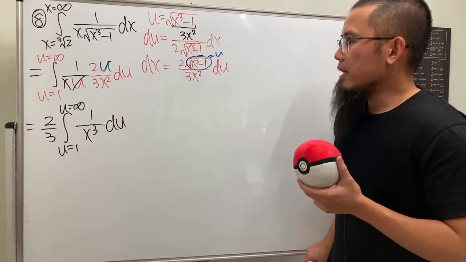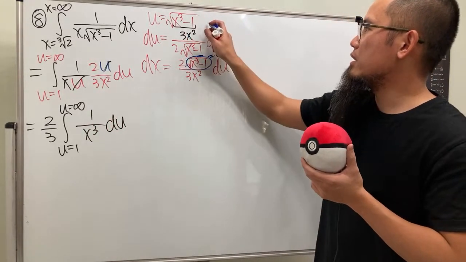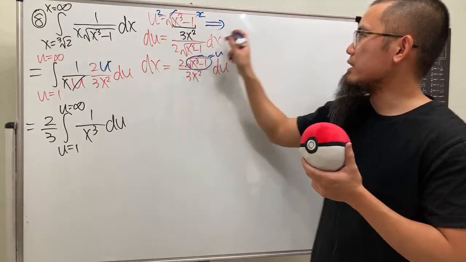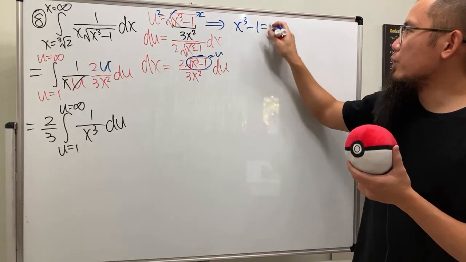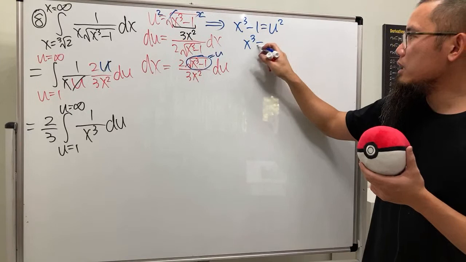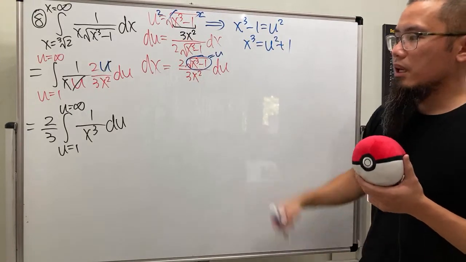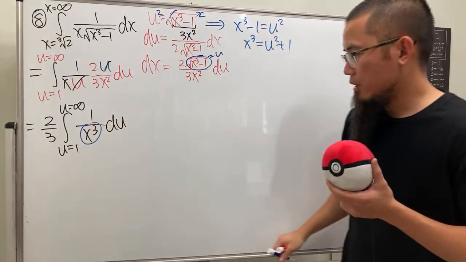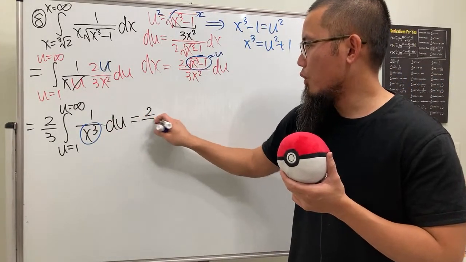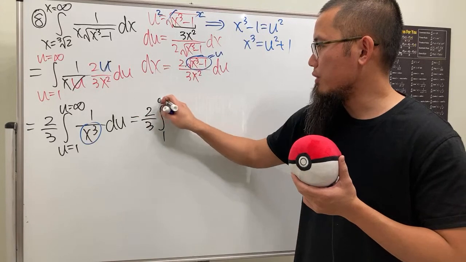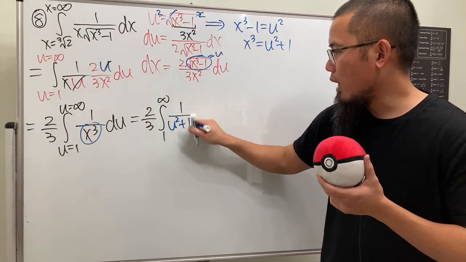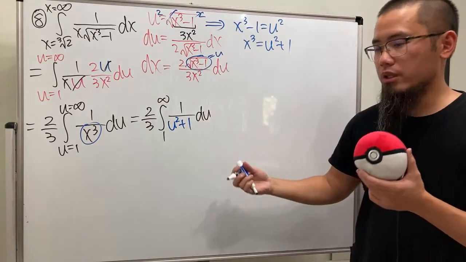No. But instead, you are going to look at this right here, and then we are going to square both sides, right? So they cancel, and we can see x to the third power minus 1 is equal to u squared, and then we can add a 1 on both sides. So x to the third power equals u squared plus 1. And that will be for this guy. So as you can see, this right here will give us 2 over 3 integral going from 1 to infinity of 1 over u squared plus 1 in the u world, and then we integrate.